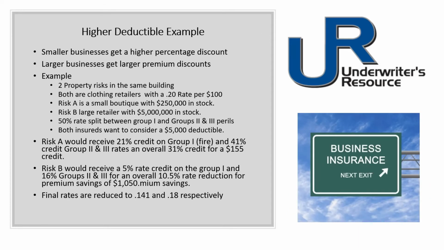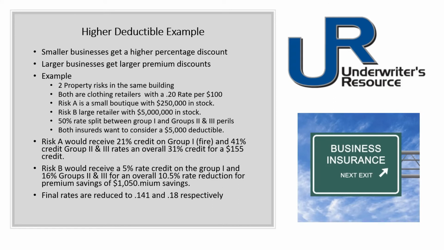In addition, smaller businesses get a higher percentage discount than larger property risks, but large insureds get a larger premium discount. To illustrate, consider two different risks located in the same building. Assume they are both clothing retailers. The first is a small boutique with only $250,000 in stock. The second is a large retailer with $5 million in stock.